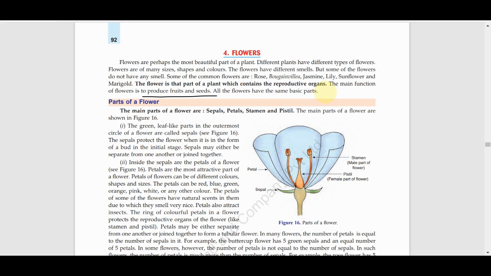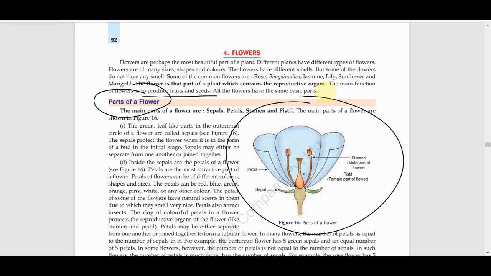Firstly we will see the parts of the flower. Here you will see the structure of the flower. We generally classify the parts into four groups: sepals, petals, stamens, and pistils. So you will see this is the sepal part, this is the petal part, this is the stamen part, and this is the pistil part.